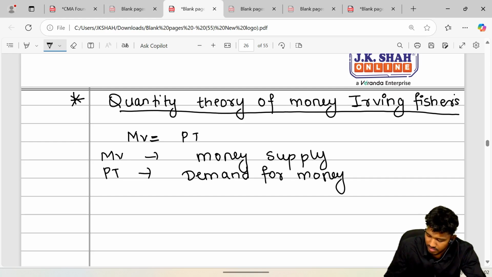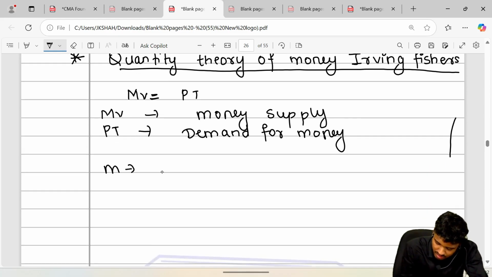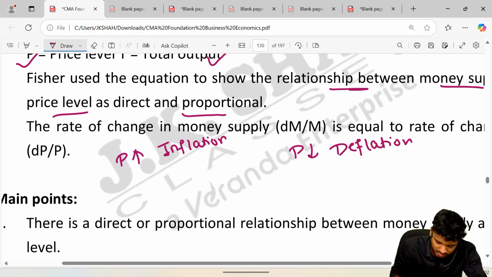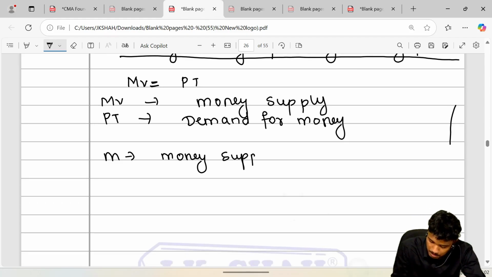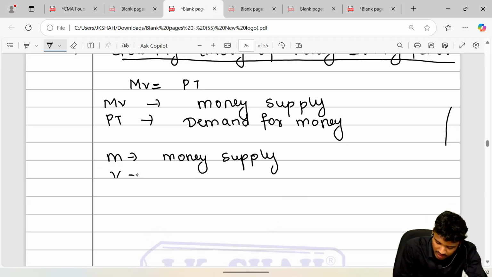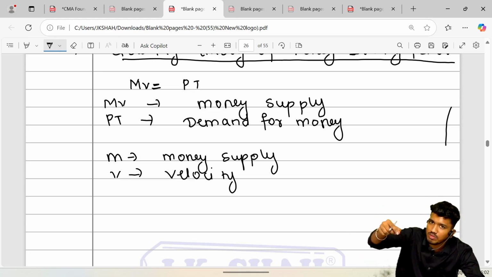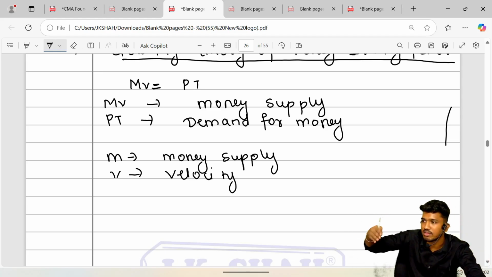Further, M is money supply. V is velocity of money. What is the velocity of money? Velocity of money is nothing but the number of times the money is changing hands. A rupees 100 note is changing hands 5 times, so velocity of money is 5. If it is changing hands 10 times, velocity of money will be 10.